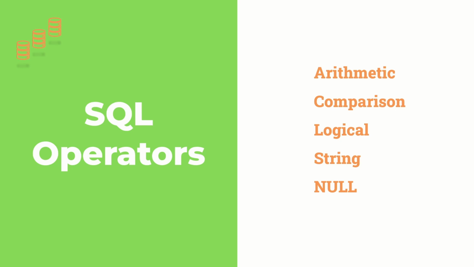So today we are looking at SQL operators. What are SQL operators? There are five types of operators called arithmetic, comparison, logical, string, and null operators. So let's see one by one.